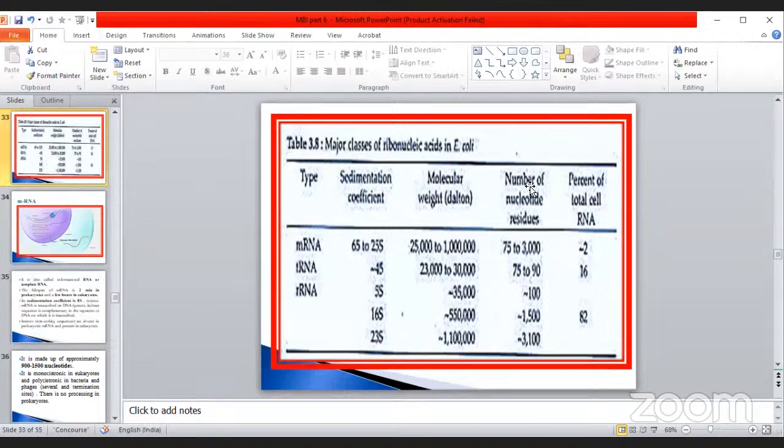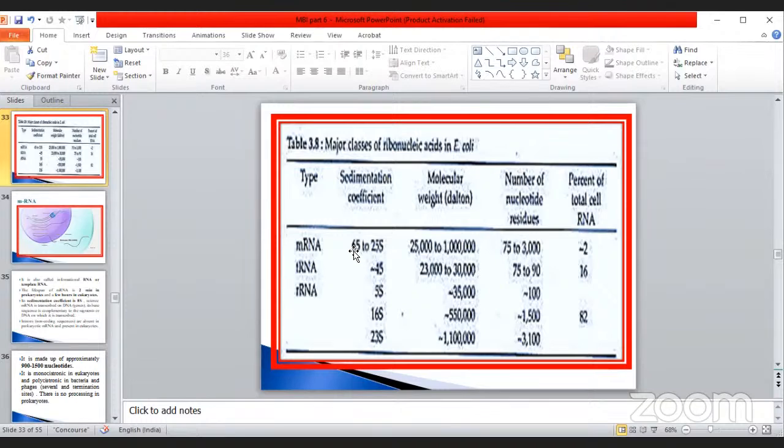What about the number of nucleotides? See here, 75 to 3,000 for mRNA. Then the percent of total cell RNA. These are the rRNA subunits: 5S, 16S, 23S. These are all rRNA subunits, and they all come under the heading of total cell RNA.